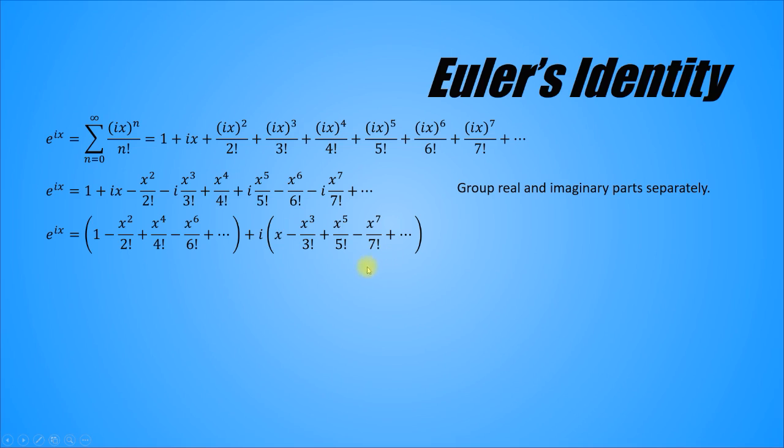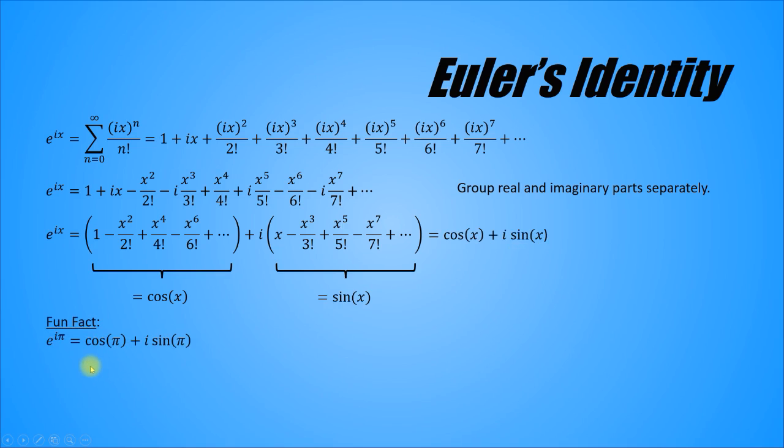And these two groups should look familiar. In the first set of parentheses, I have the Maclaurin series for the cosine function. And in the second set of parentheses, I have the Maclaurin series for the sine function. And so that completes the derivation. e to the ix equals cosine x plus i sine x.